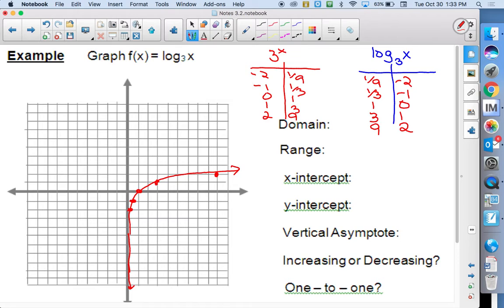Is there a slant asymptote? Not a slant asymptote. There is a vertical asymptote. Oh wait, I was thinking of something else.